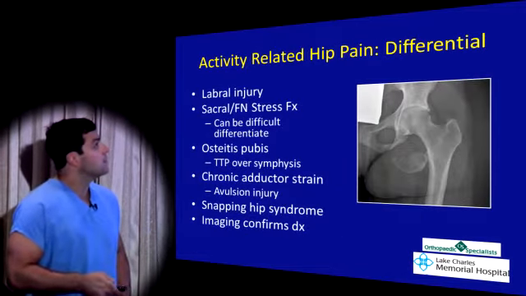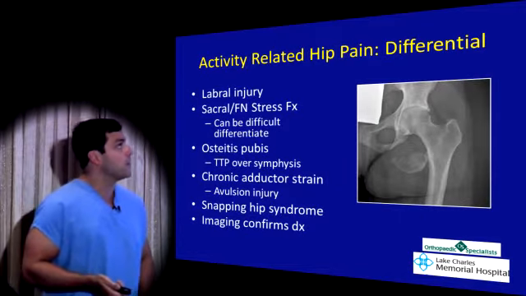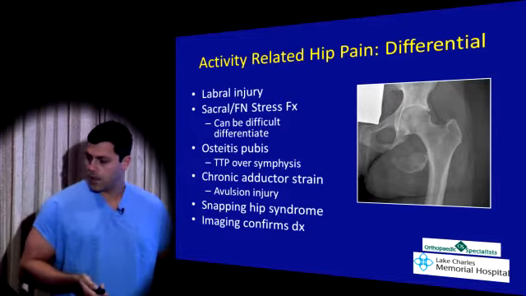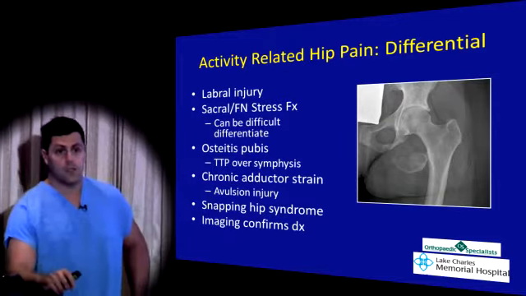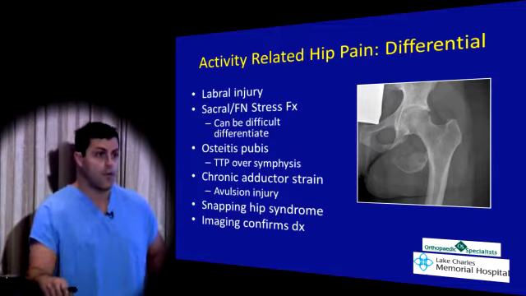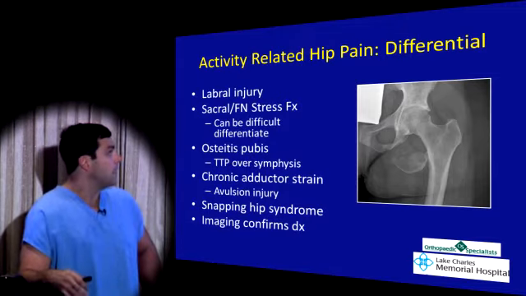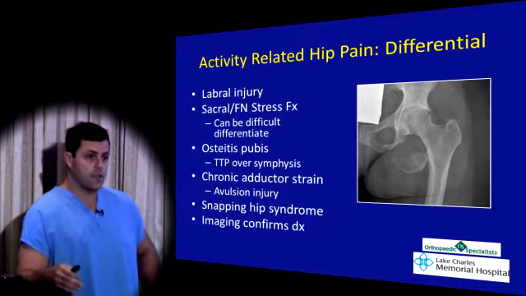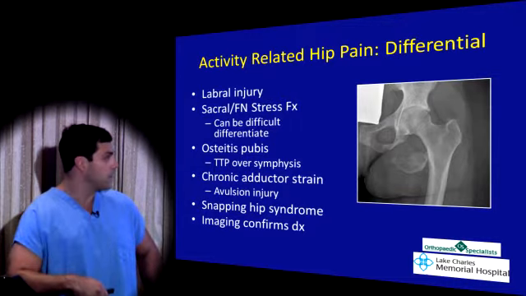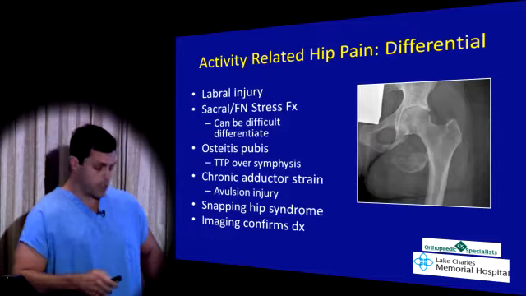So the differential diagnosis of these activity-related pains: labral injury. You can get a sacral fracture, a sacral stress fracture. That is common, so it's not just in the hip. Sometimes you can get a sacral stress fracture, so you have to think about that. Osteitis pubis, that's usually tenderness to palpation over the pubic symphysis. You can get abductor strains. You can get an avulsion.